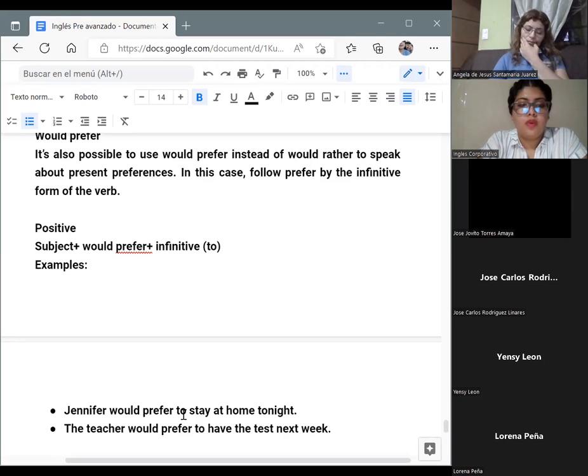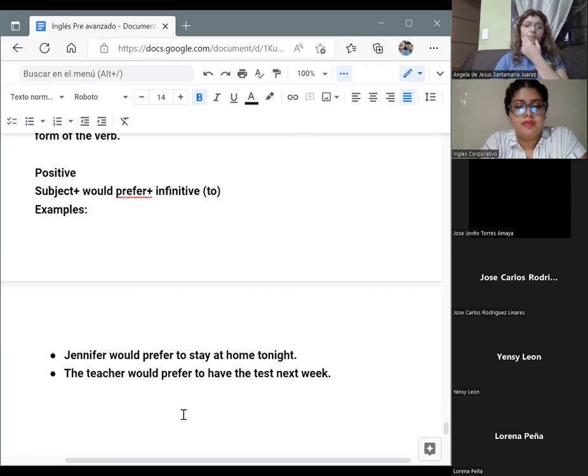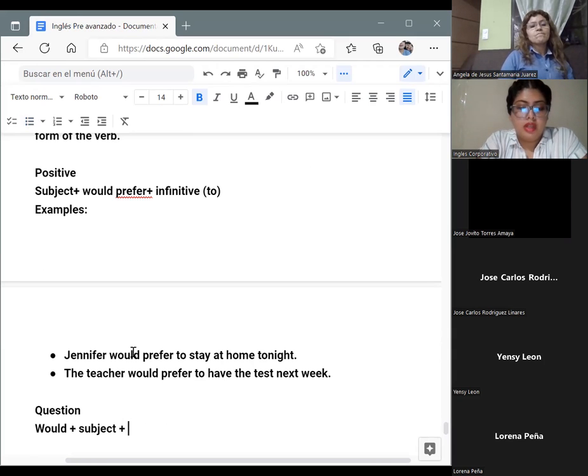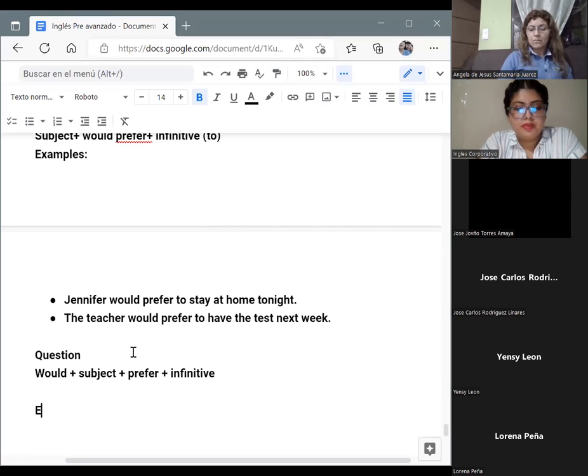For the question form of this structure, we have the following formula, and in this case, would plus subject plus prefer plus infinitive, and we have the examples.